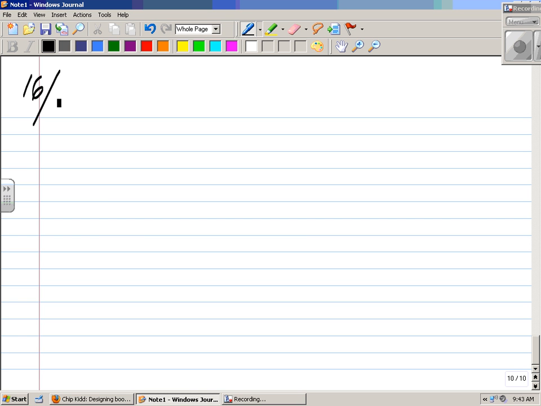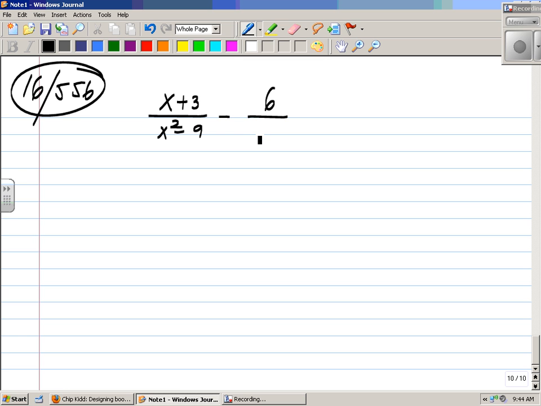Problem number 16, page 556. Solve each rational equation by using the lowest common denominator, right? 16, x plus 3 over x squared minus 9 minus 6 over x minus 3 equals 5.